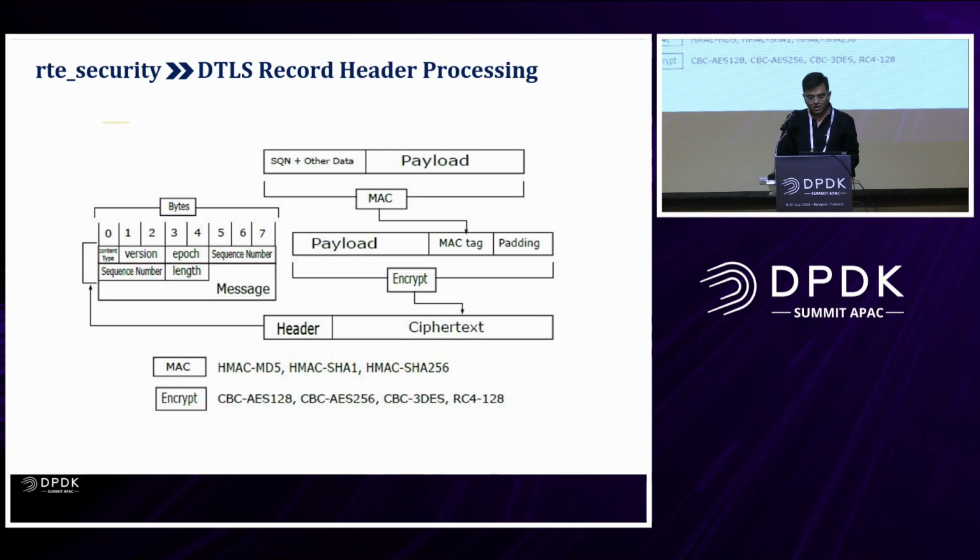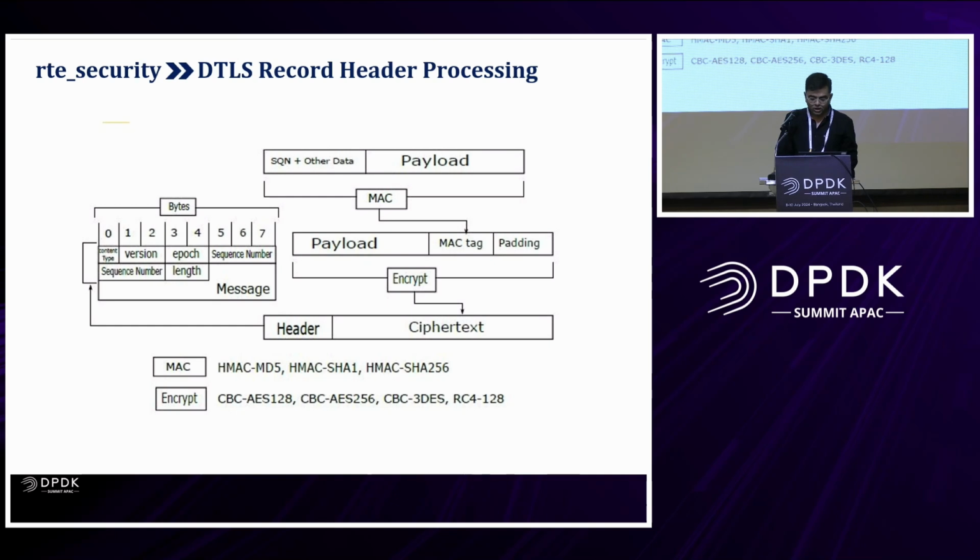In the header, we have content type to specify the type of message we are processing. It may be an alert message or a handshake message, or it can be data also. And we have a version to denote the TLS or the DTLS version. And a length field is there to denote the size of the message. In case of DTLS, we have epoch and sequence number extra compared to TLS. TLS maintains internal sequence numbering, whereas DTLS has explicit sequence numbering for anti-replay checks.